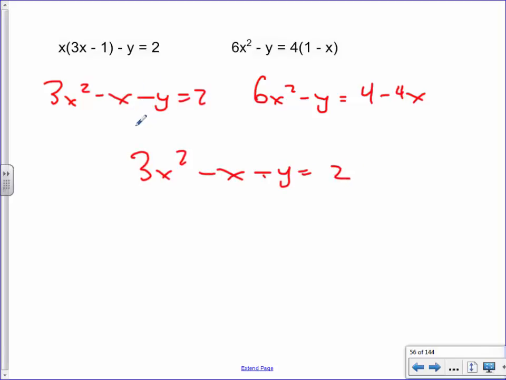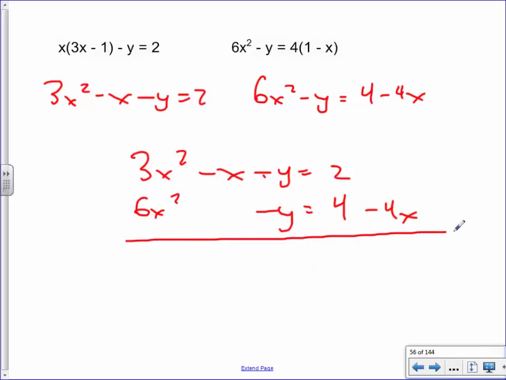This next equation here, when I stack it on top of each other, I'm going to make sure that I stack like terms together though. So you see how this guy's got a 6x squared? I'm going to put the 6x squared right there. There is no x term on this side here, so that's fine. I'm just going to put the minus y way over there. And then the 4 should probably go underneath the 2. And I'm just going to put the minus 4x off to the side. I'm just kind of stretching it out a bit. But elimination looks like it should work.